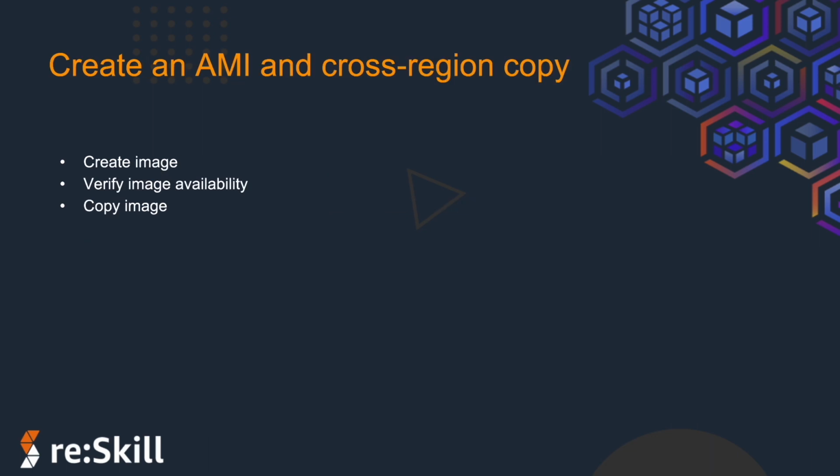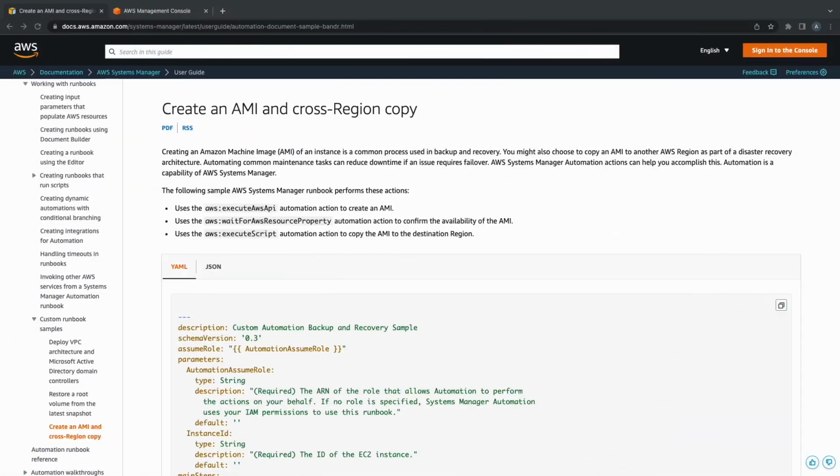These are the steps involved to automate the AMI creation and copying across a different region: the create image step, the verify image availability step, and finally the copy image step. So let's go to the AWS documentation. This SSM runbook performs the following actions. Execute AWS API to create an AMI. Wait for AWS resource property to confirm the availability. And AWS execute script to perform the copy.